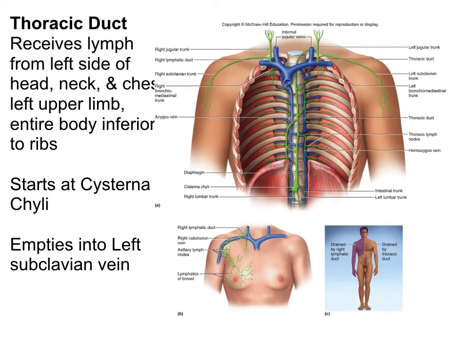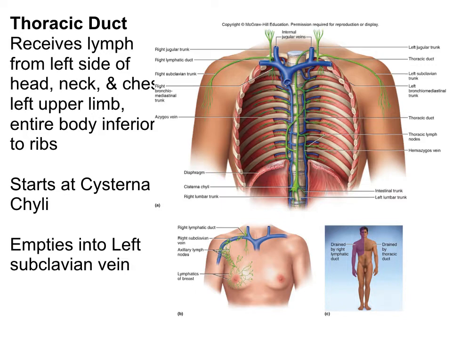The thoracic duct is a lot larger. If you look at the upper image, the thoracic duct starts at a structure called the cisterna chyli. It's a wider sac-like structure located at the level of lumbar vertebra 2. From L2, your thoracic duct extends up the vertebral column, so it's running along the bodies of your vertebrae, and it empties its lymph into the left subclavian vein.